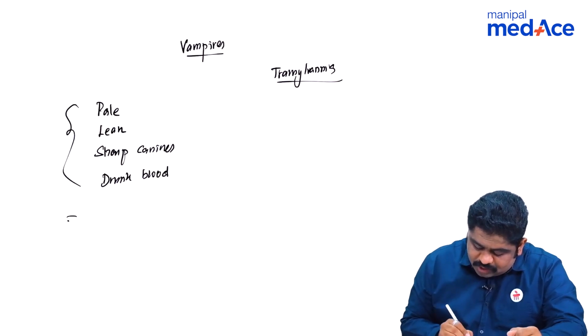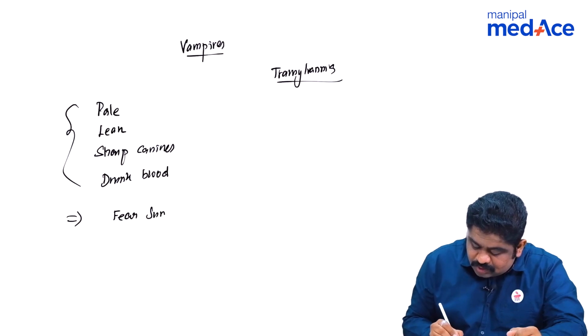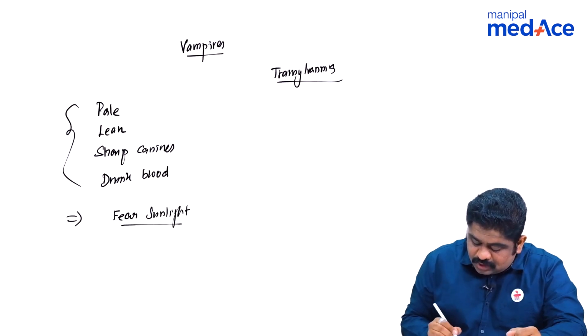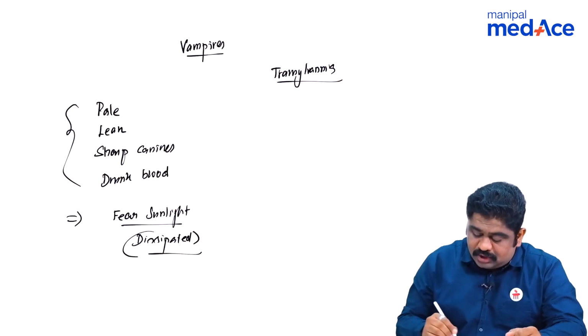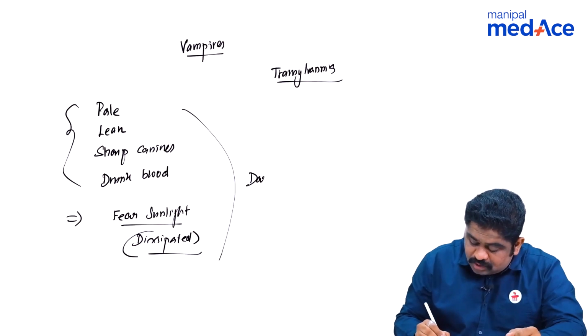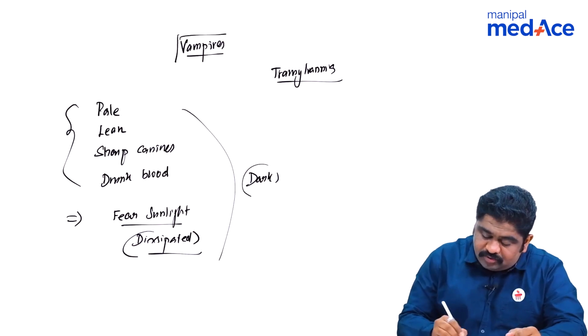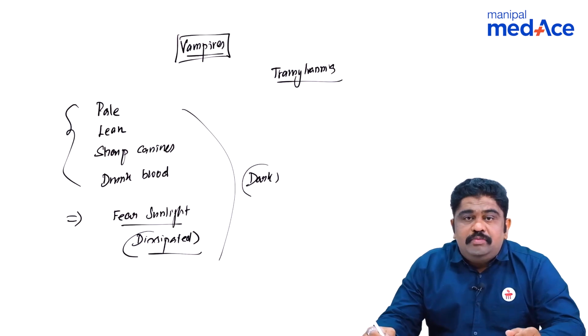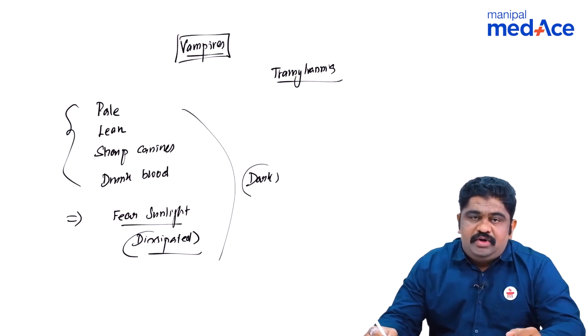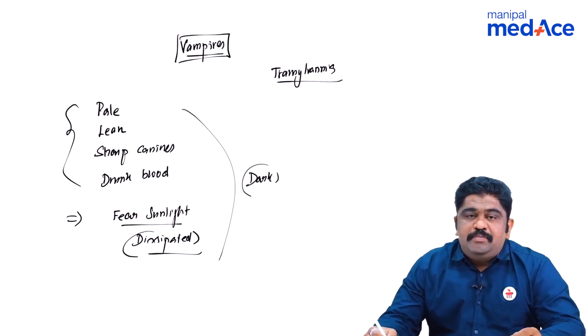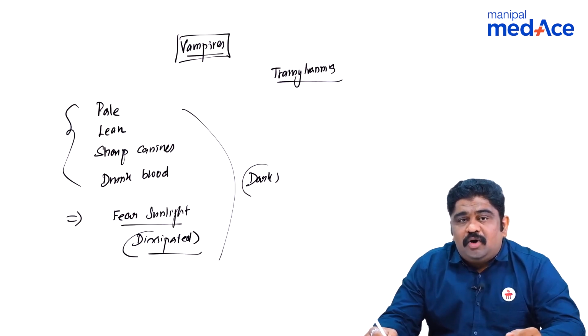And most importantly, they fear sunlight and they get dissipated and destroyed when they're exposed to sunlight, so they mostly operate in the dark. What if I tell you there were certain human beings who were mistaken as vampires and they were treated as very bad people and kept out of the community so that they would not be a threat to the people living inside the community?